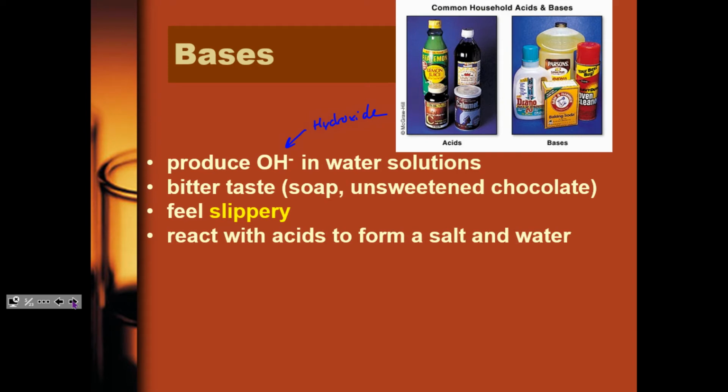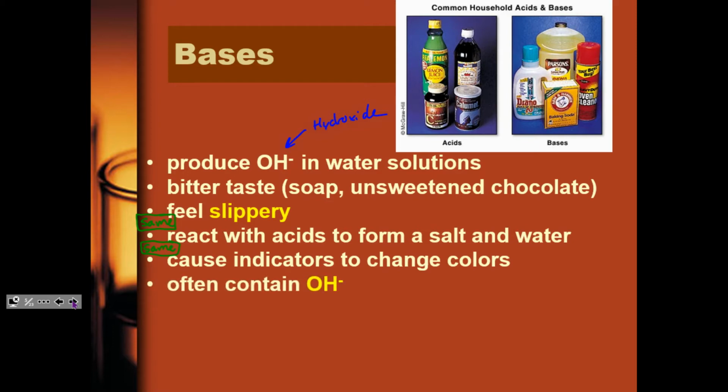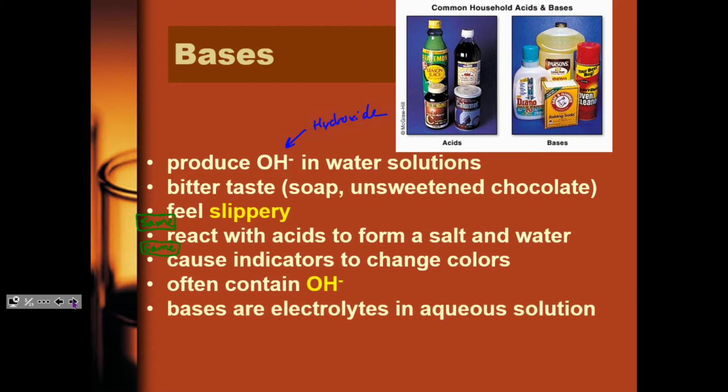They react with acids to form salt and water. So this is the same as an acid. So some of the properties are similar. They cause indicators to change colors. Okay, once again, that's the same as an acid. But generally you see blues and purples and dark greens with bases. They contain hydroxide in their formula. So look for OH in the formula. Bases are electrolytes in aqueous solution. So again, this is the same. That would also light up our light bulb.